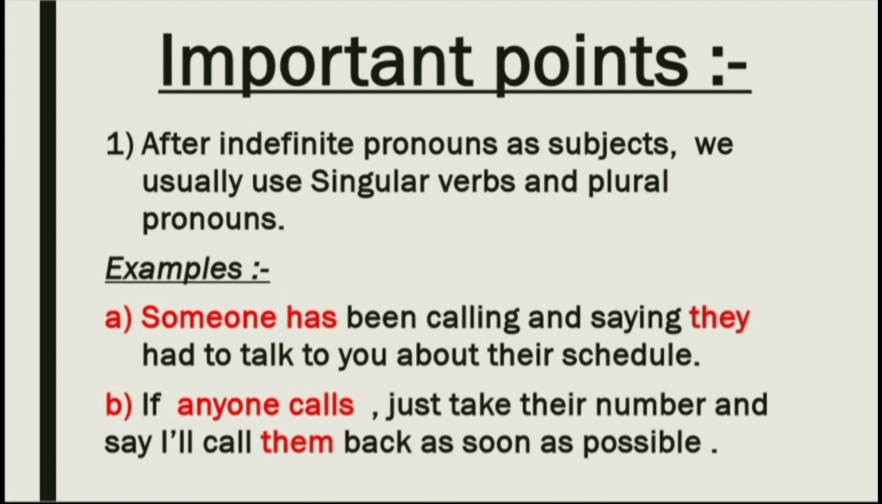The first one is, someone has been calling and saying they had to talk to you about their schedule. So here someone, a person that we don't know, is an indefinite pronoun. We have used has as a singular verb and therefore they as a plural pronoun. The next example is, if anyone calls, just take their number and say I'll call them back as soon as possible. In this sentence, anyone, a person that we don't know, calls, a singular verb, and the pronouns that follow are their and them, which are plural in nature.